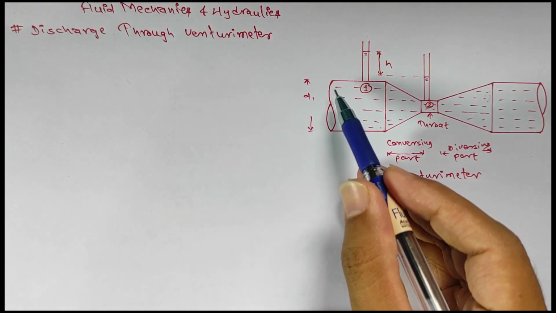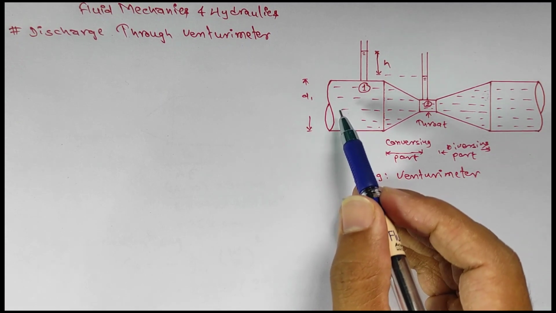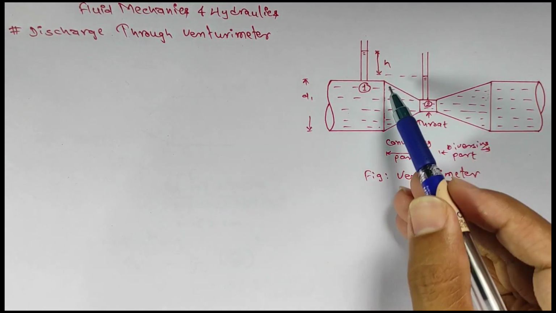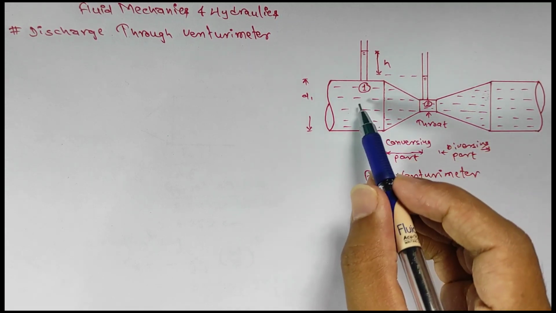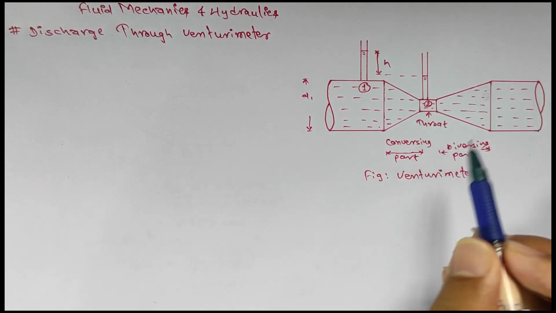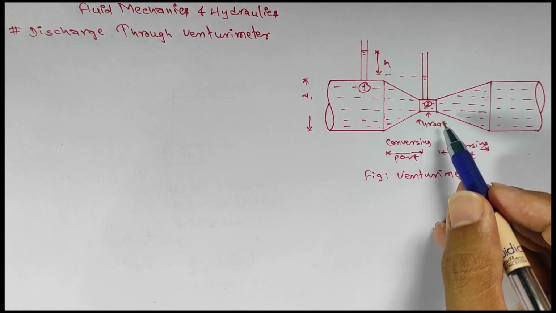Suppose this one is a pipe. If we want to measure the discharge in this pipe, we should install a Venturimeter. Here is a Venturimeter, and from it we can calculate the discharge in this pipe. The Venturimeter has three parts: one is the converging part, one is the diverging part, and one is the throat.